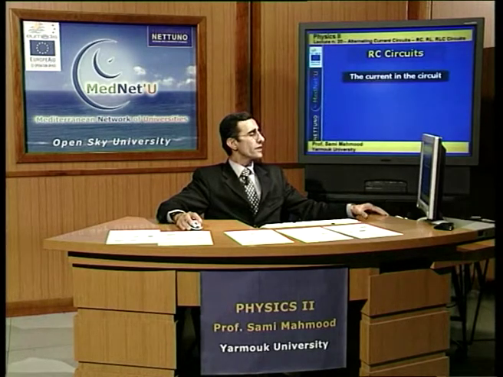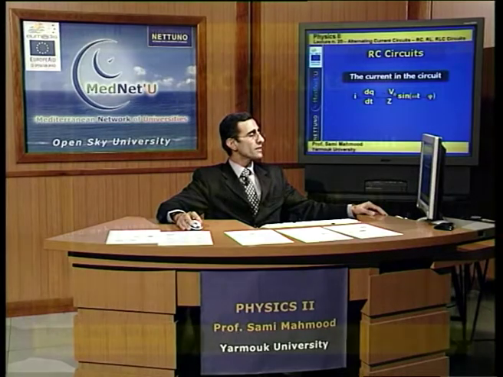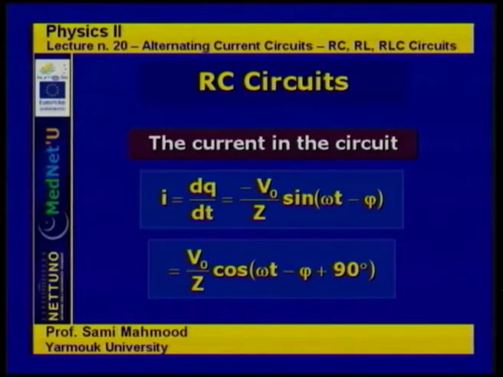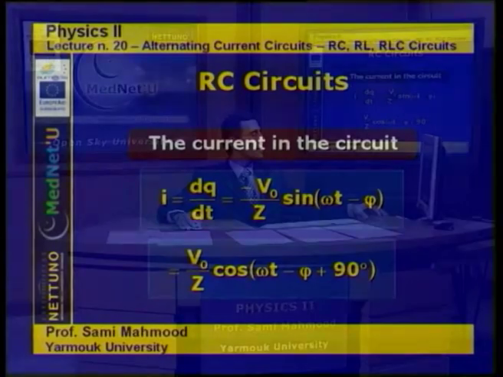It's something like that. And now the current in the circuit is obtained by differentiating Q, dQ by dt is equal to minus V naught over Z times sine omega t minus phi. And the minus sine omega t minus phi can be rewritten as cosine omega t minus phi plus 90 degrees.